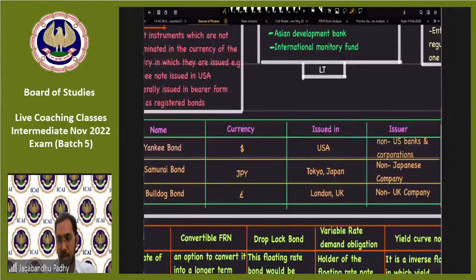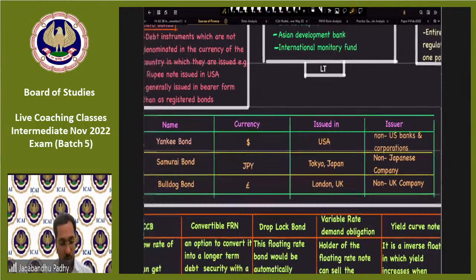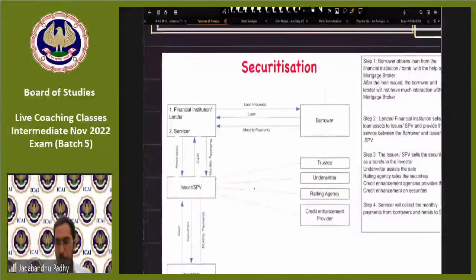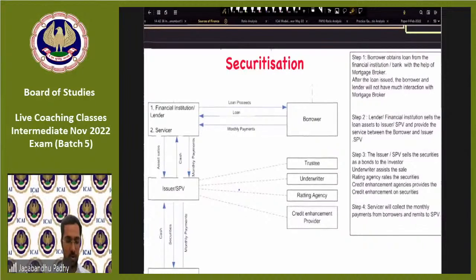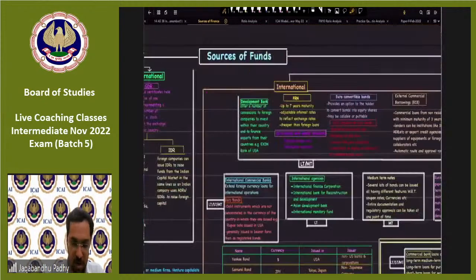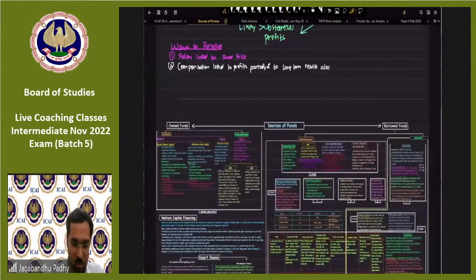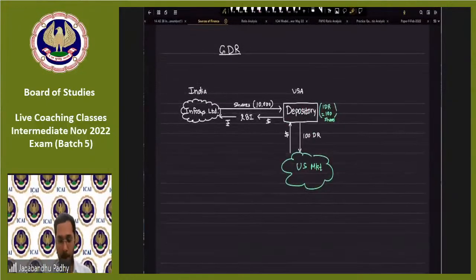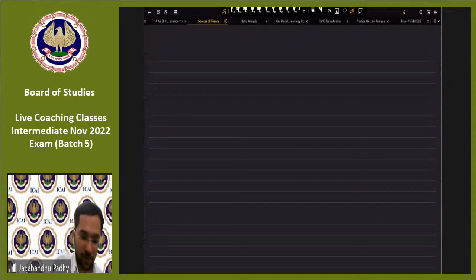Yes, you can say that names are kept according to what the country is typically famous for, right? So in Canada it's maple bond, in India it's masala bonds, something of that sort. Okay, so we'll discuss this term called securitization, and it's a very interesting topic, guys. Let me explain it to you with the help of an example. Okay, let's have a look at it.